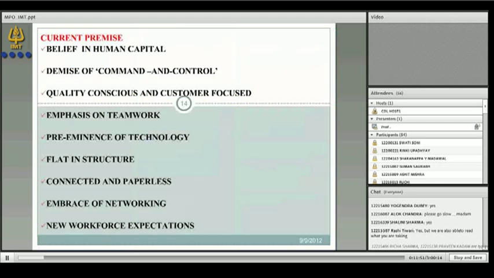The trends continue. If I look at the current premise in the organization, it's the belief in human capital, a reaffirmation of belief in human capital.